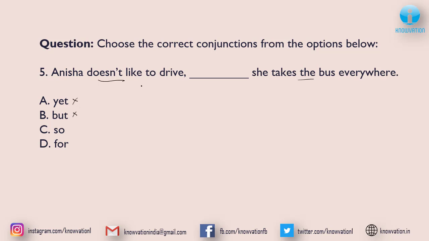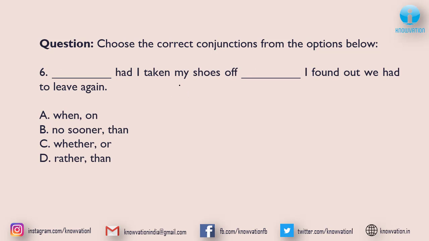So Anisha doesn't like to drive so she takes the bus everywhere. उसको ड्राइव करना पसंद नहीं है, that is why she takes the bus everywhere. So is correct. For is again wrong, does not make correct sense. So C is my correct answer. Now the sixth one. So friends, this is a bit tricky, but please आप इसको try कीजिए. मैं आपको correct answer comment section में बताऊंगा.